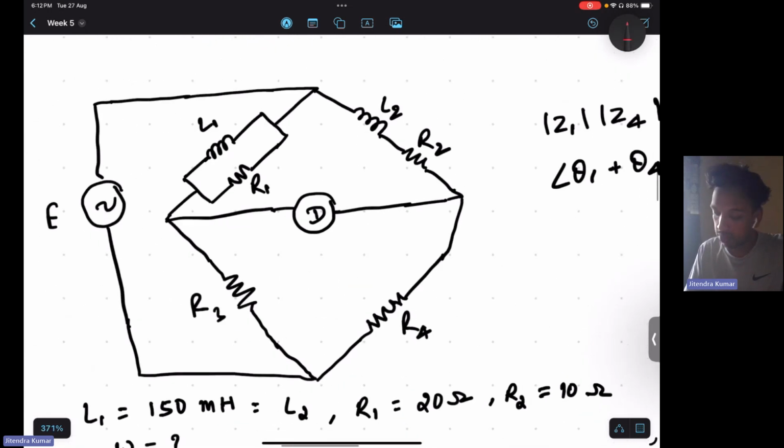So R4 by R3 is nothing but Z2 by Z1. And finally, since R4 and R3 both are real, we need to equate them with the real term only. So I hope it is fine. Any question on that?